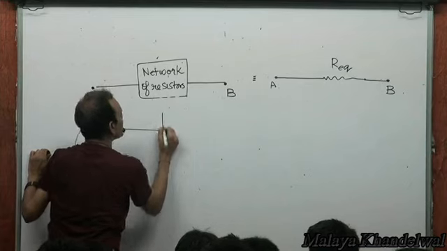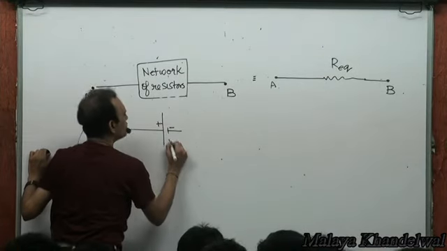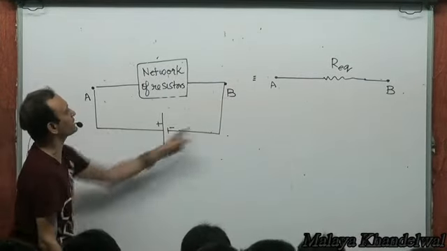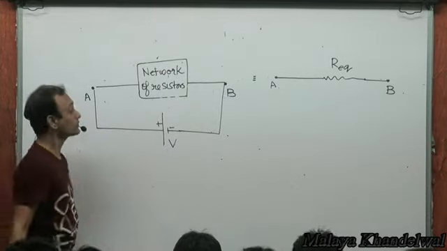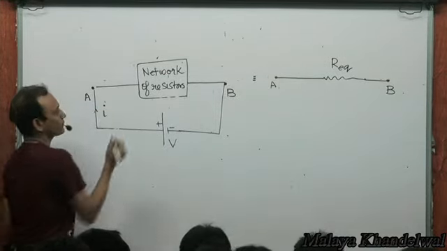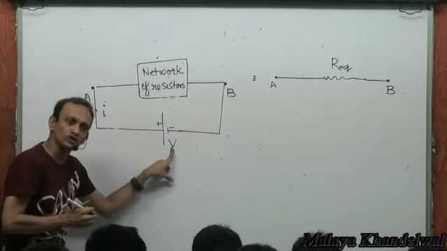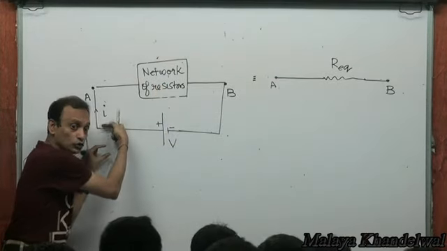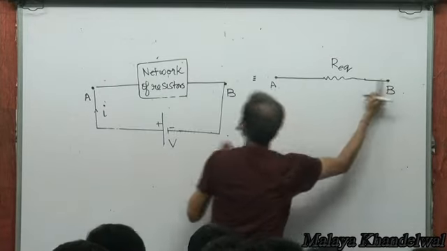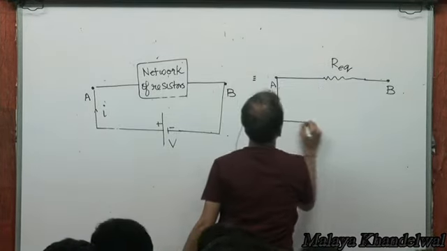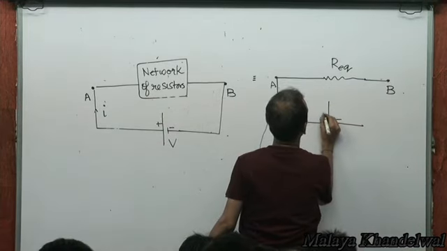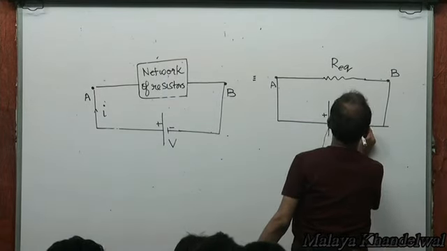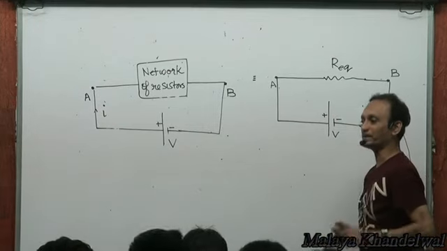If I imagine a hypothetical battery of V volts to be connected between the ends A and B of this network, and if it results in a current I flowing through the battery, then if this has to be equivalent to this, what it means is that the same battery between the ends of this equivalent resistance would result in the same current I flowing through the battery.